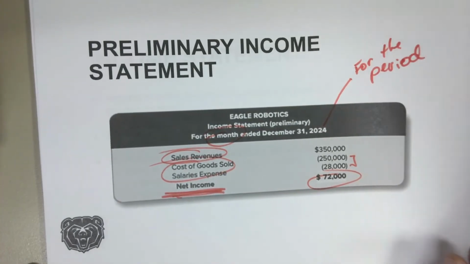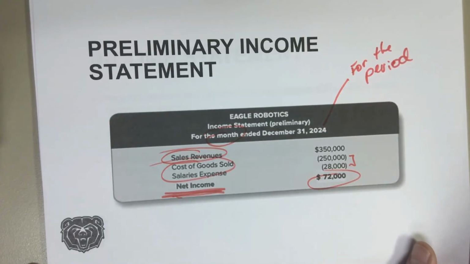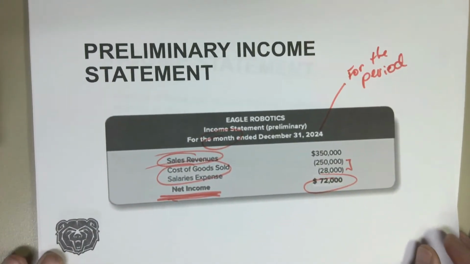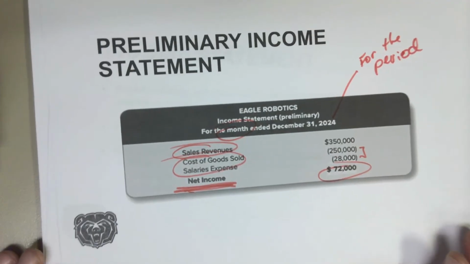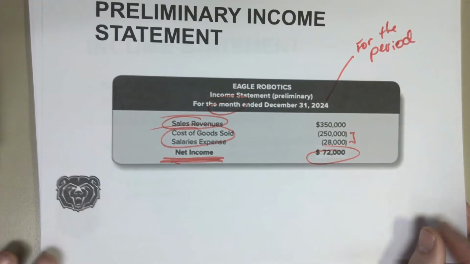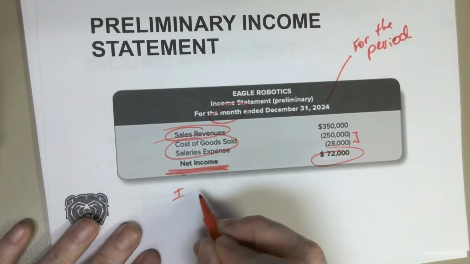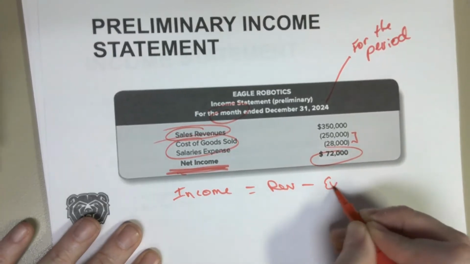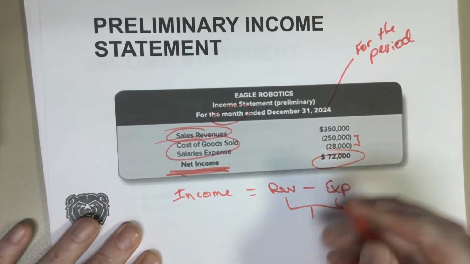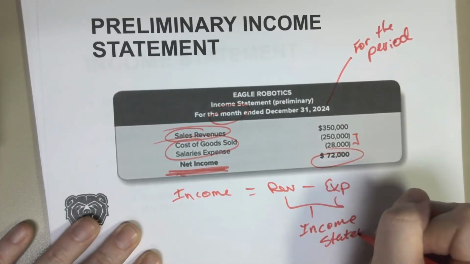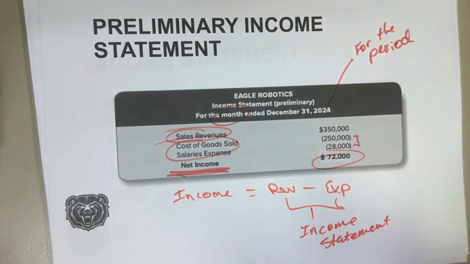Very simple, right? Income statement, again, is just your revenues and your expenses. That's what goes on the income statement. If you're having trouble remembering that, please let me know. It's going to become very important that you understand what goes on what statements. So income statement, how do we find income? Income equals revenue minus expenses, right? So this is what goes on your income statement. Okay, that's how I remember it.